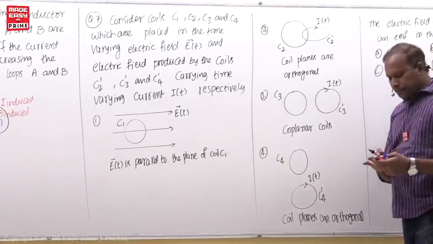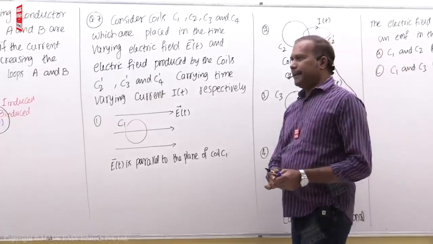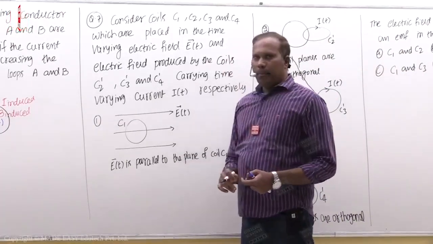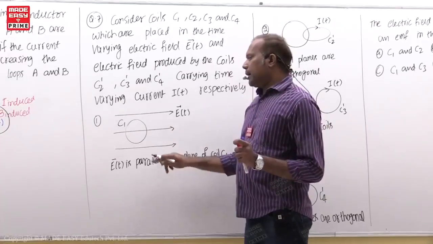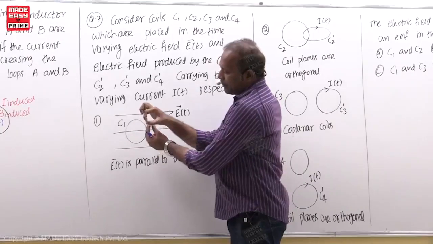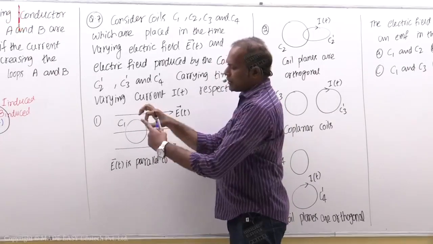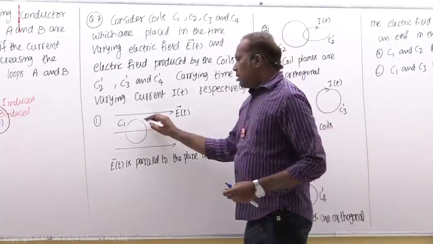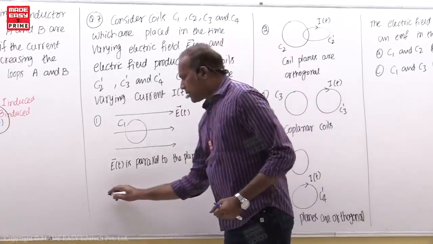Now, already I told you one thing. If the magnetic field is perpendicular to the coil, for example this is the coil, and the magnetic field lines are coming like this, perpendicular to this, then EMF is induced in this coil. Now I told you facts, students.